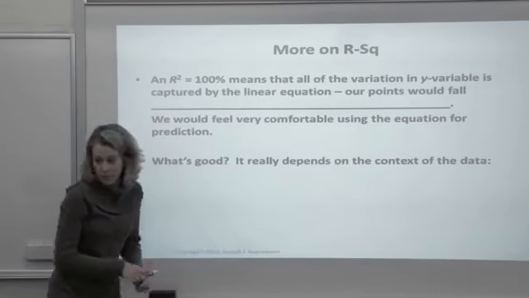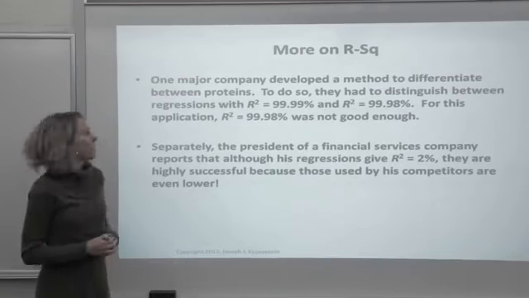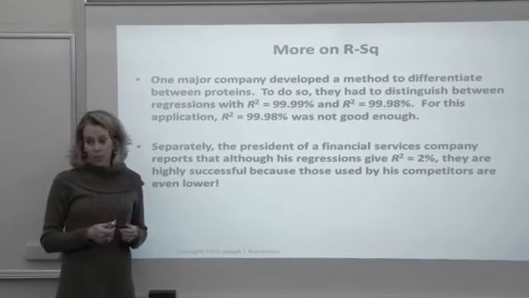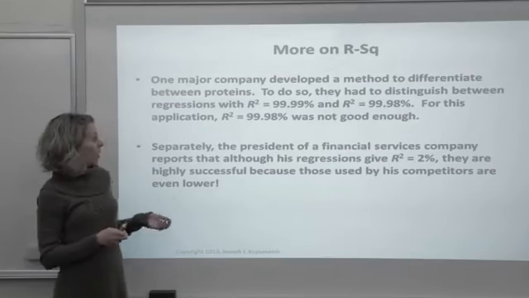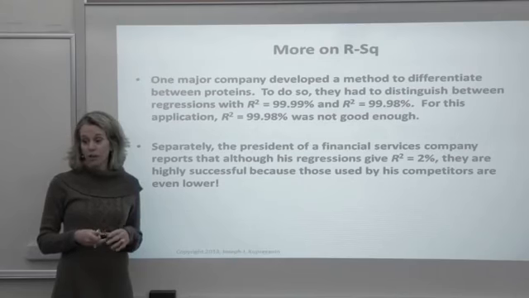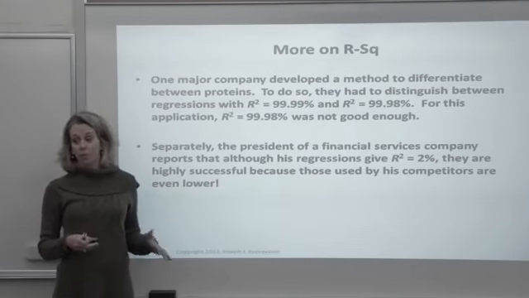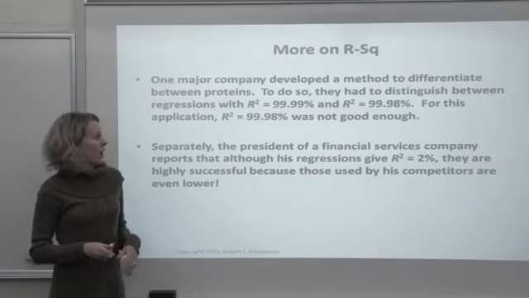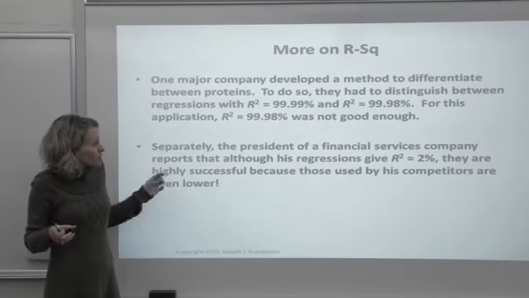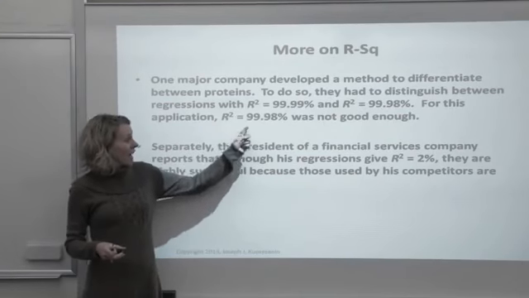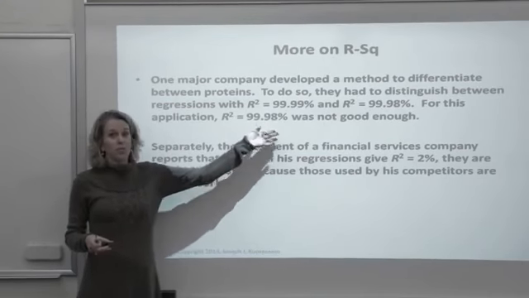So let's look at these couple of examples. The first one: a major company developed a method to differentiate between two proteins. To do that, they had to distinguish between regressions that had R squared values of 99.99% and 99.98%. So for this particular application, to make that fine distinction, an R squared value of 99.98% was not good enough.